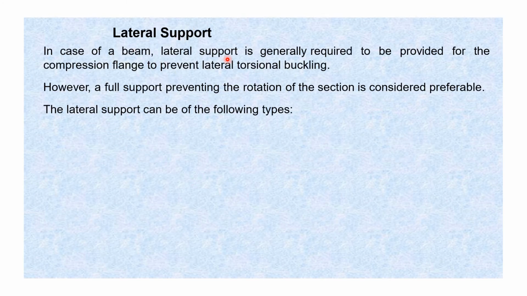In case of a beam, lateral support is generally required to be provided for the compression flange, means at the top flange of the I-section, to prevent lateral torsional buckling. I have just shown that in the previous slide. However, a full support preventing the rotation of the section is considered preferable. That will be very good. The lateral support can be of the following types.